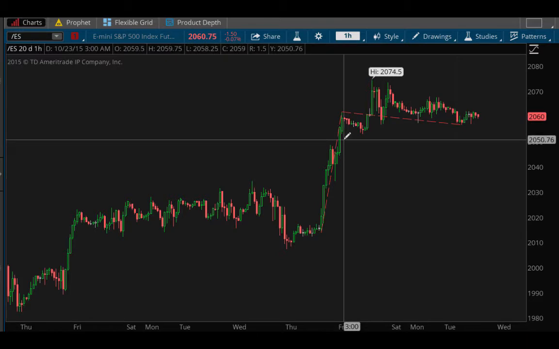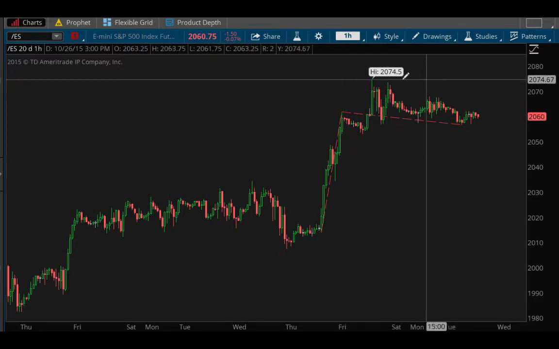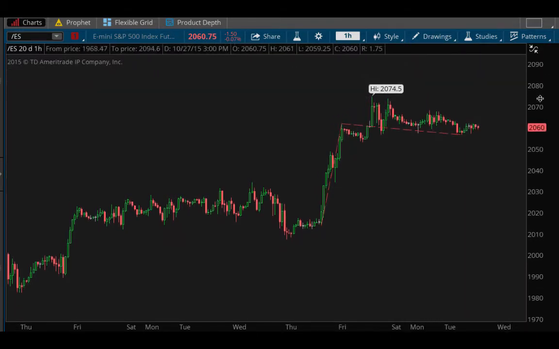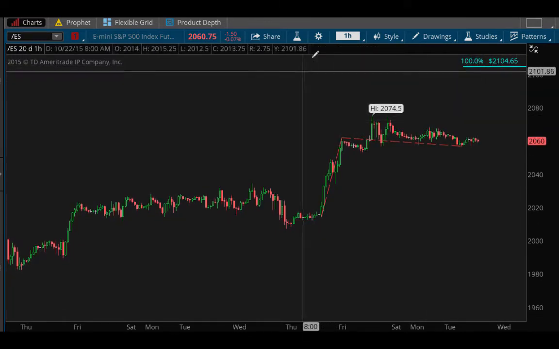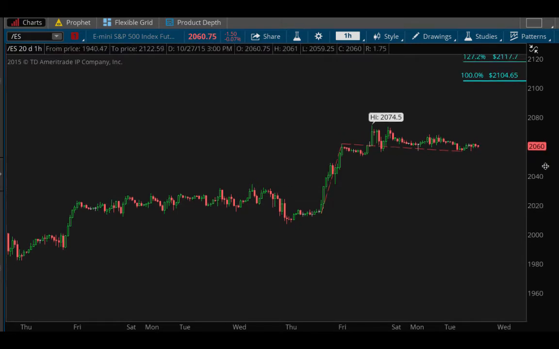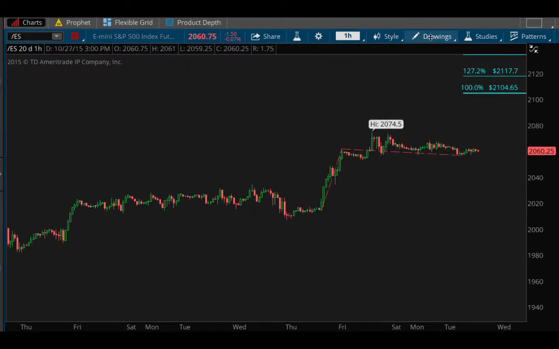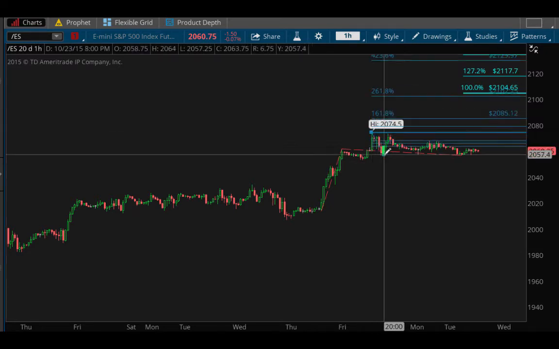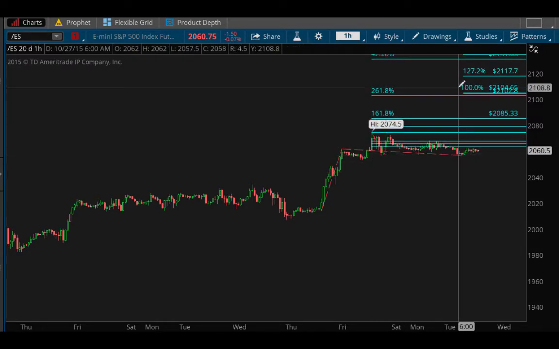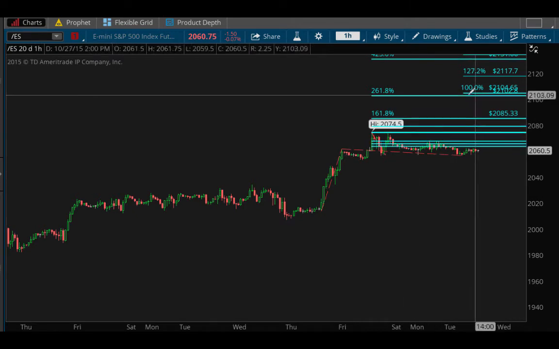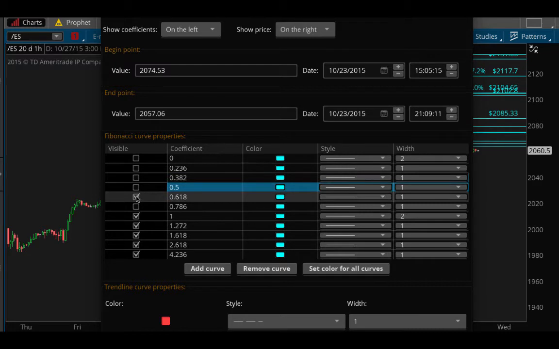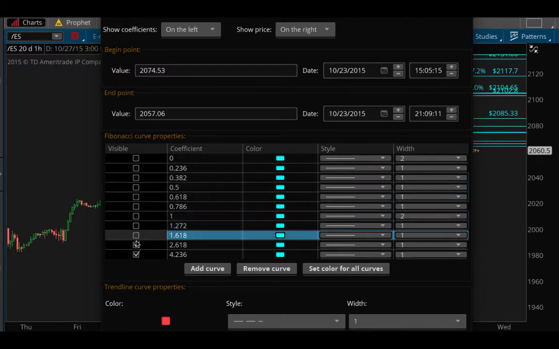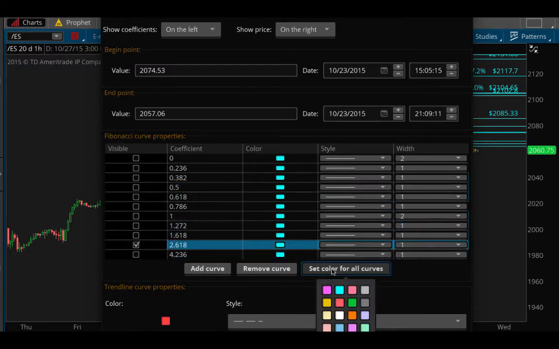Okay, you're not going to be able to see it right now, but it is there. Next, let's just bring it down. Let's just make everything a little bit bigger. Okay, so we have a first target of 2104. Bring this down even more so you can see it. Next, we're going to take a retracement, and we're going to go from this high to this low. And we have the 261.8 as well, which is now starting to coincide. So let's click off all these and change the color.